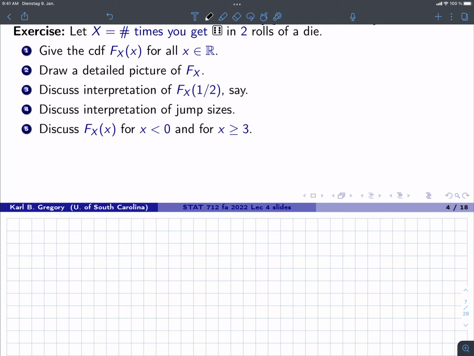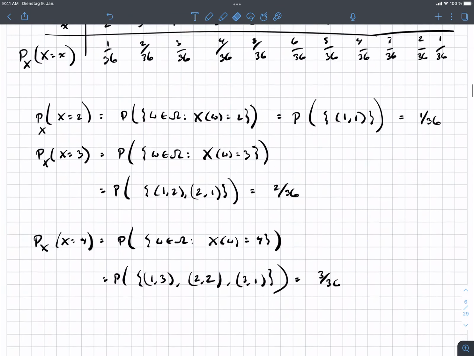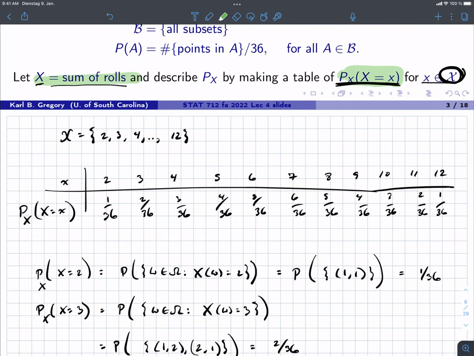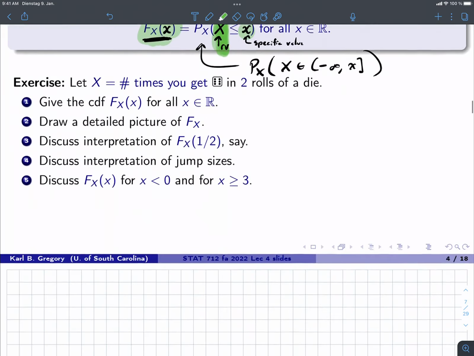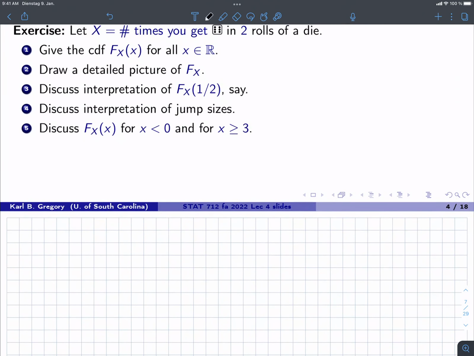So I think the easiest way to begin working on the CDF is to go back to describing the probability distribution like we did in the previous example. So let's figure out, first of all, the probability space. This is again like (1,1), (1,2), (2,1), and so on. It's the sample space for rolling 2 dice.